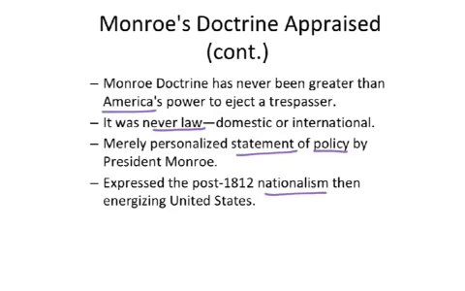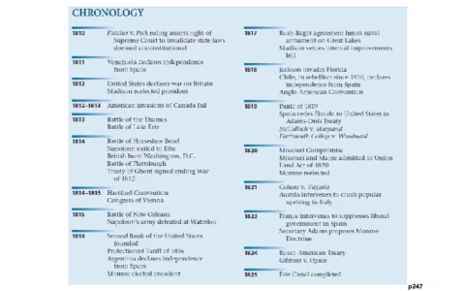The Monroe Doctrine has never been greater than America's power to eject a trespasser, and this was never law, domestic law or international law. This was merely a personalized statement of foreign policy by President Monroe. And this was expressing basically the post-1812 nationalism that was then energizing the United States. This is the chronology from the chapter, and we'll continue to talk about examples of nationalism and sectionalism as we move forward into our Chapter 13 lessons.